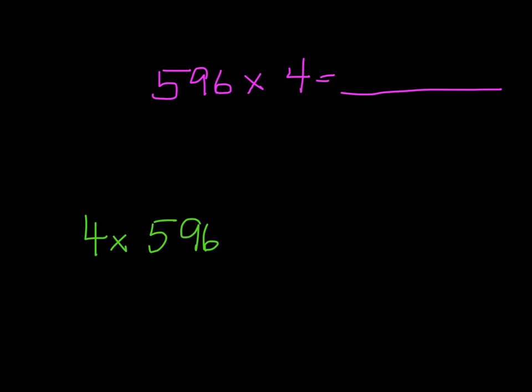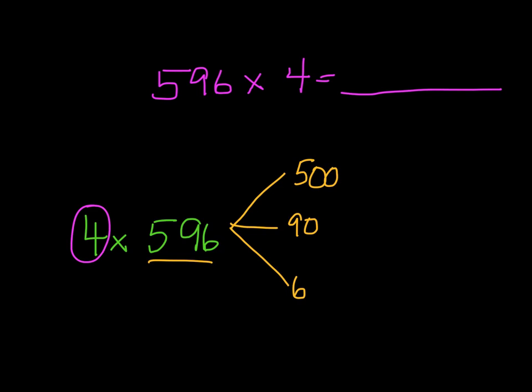Now the way that this works is I would take that factor, 596, and I'm going to split it into its 3 place value parts. So I have 500, I have 90, and I have 6. And then I'm going to distribute this 4 to each of those parts. So I'm going to multiply the 500 times 4, the 90 times 4, and the 6 times 4. Same as what we did with the area model or the partial products.